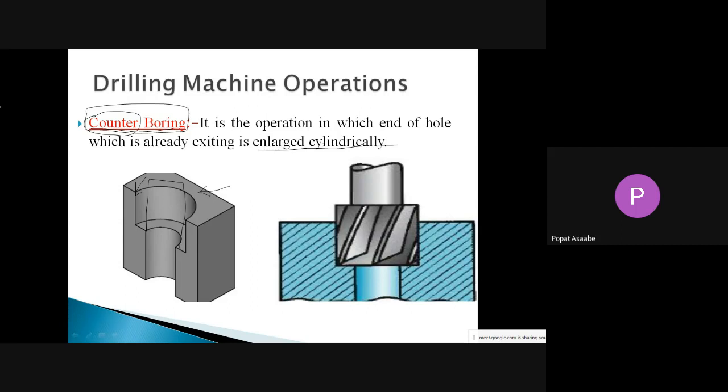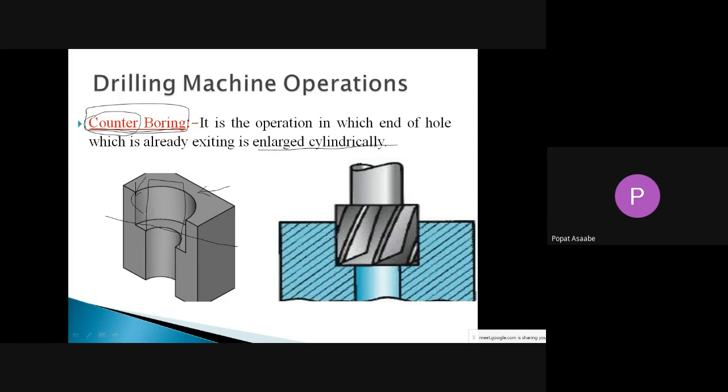Enlarged cylindrically means that in this operation we have to make enlargement of some portion of the hole. Suppose this is the hole we have drilled in this workpiece. We know that boring means we have to increase the diameter of that hole throughout. But in counter boring, we do not have to increase the diameter of the whole hole. Only some portion we can make enlargement, but that enlargement will be cylindrical.